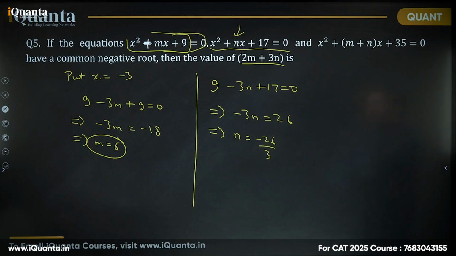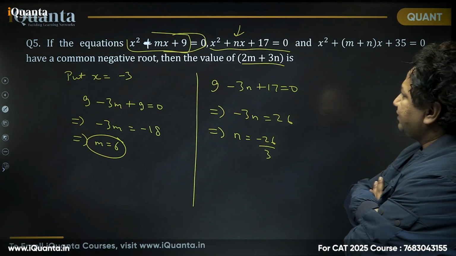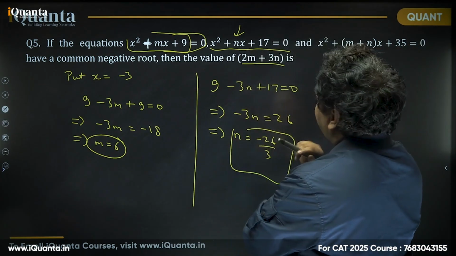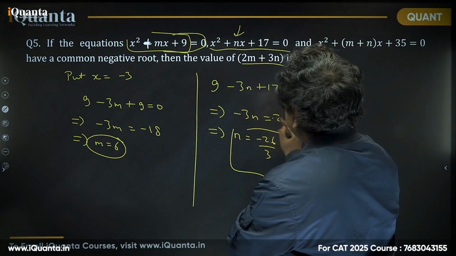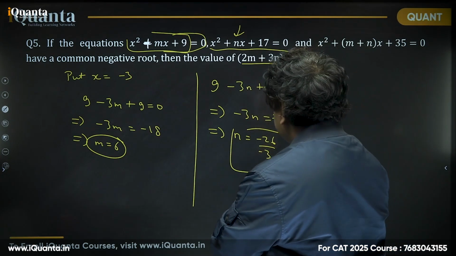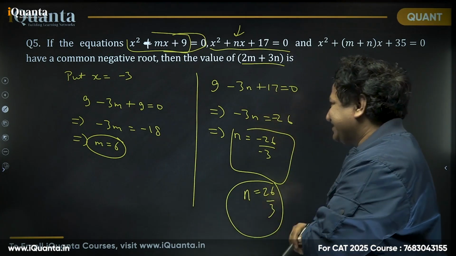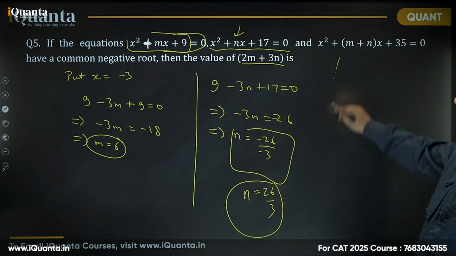Alright, that looks good. Perfect. What else? Okay, we got the value of n as well. But this is wrong actually. 9, 26, this is minus 26. So I'll get n as 26 by 3. Now this makes sense. Okay, it's a theta question, it can't be negative, right?